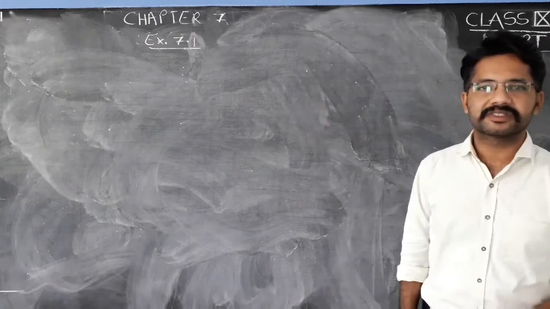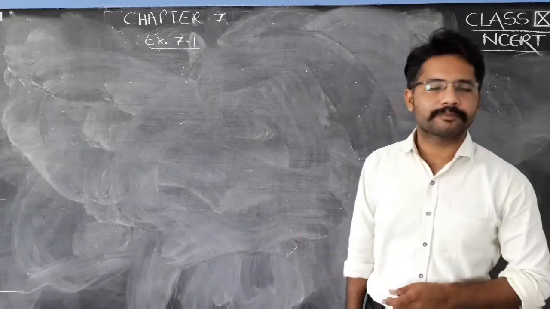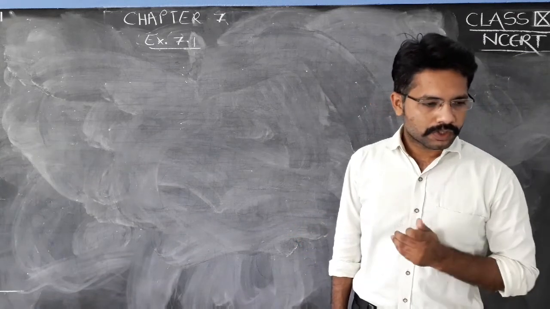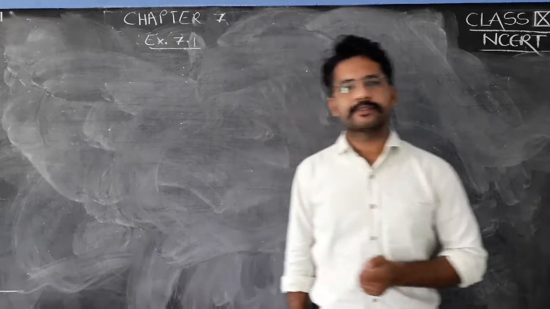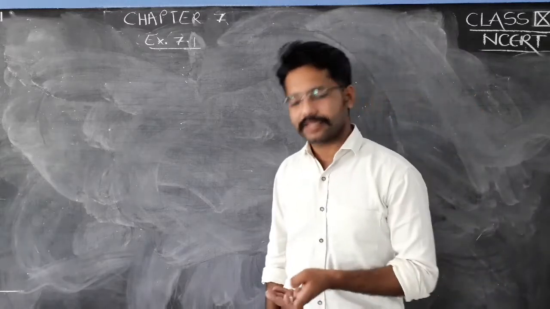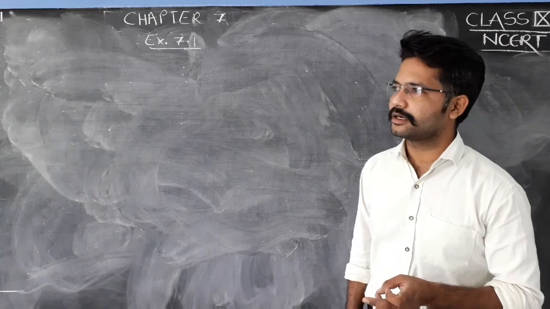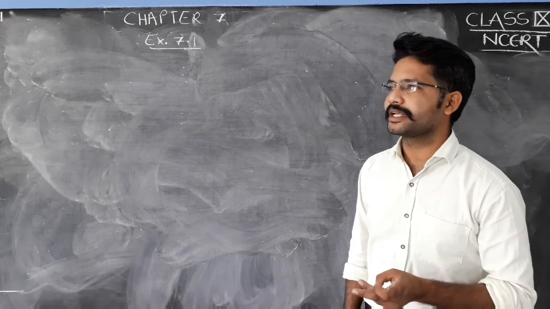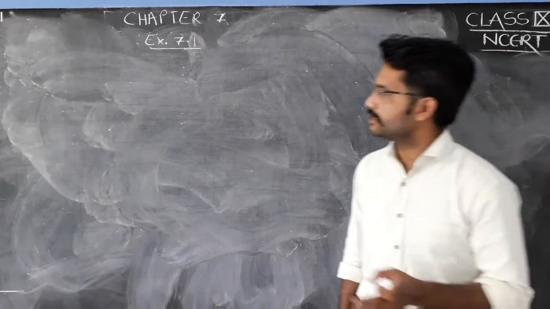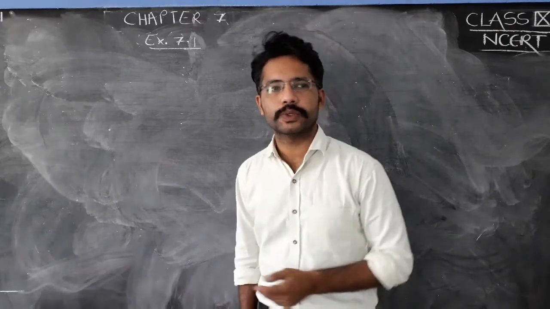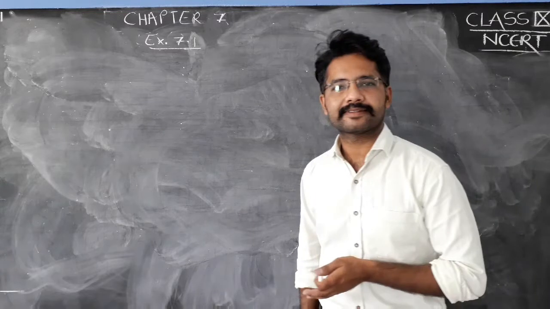Introduction part of chapter number 7. Today onwards we are going to start exercise 7.1. In last session, in the introduction part, we have seen the properties of triangle according to its sides and angle, like side angle side, then RHS, and one more property we have seen, angle side angle. So these are the four properties we have seen in the last video. So in this session we will be starting from exercise 7.1.